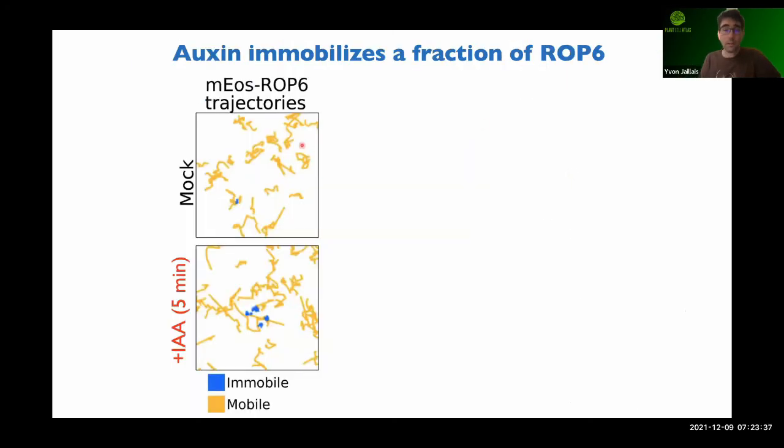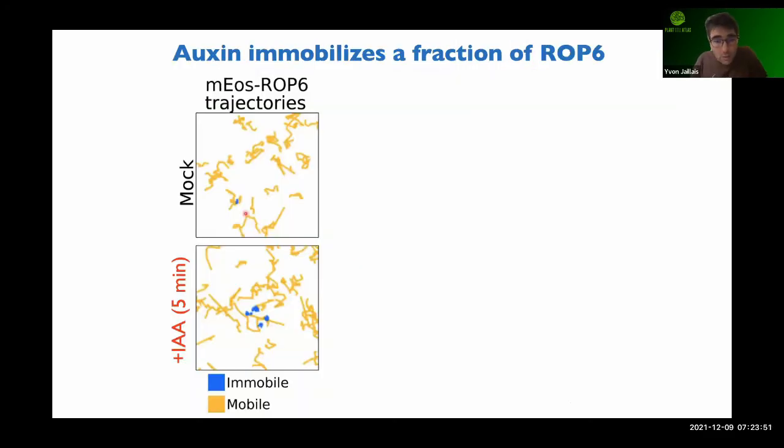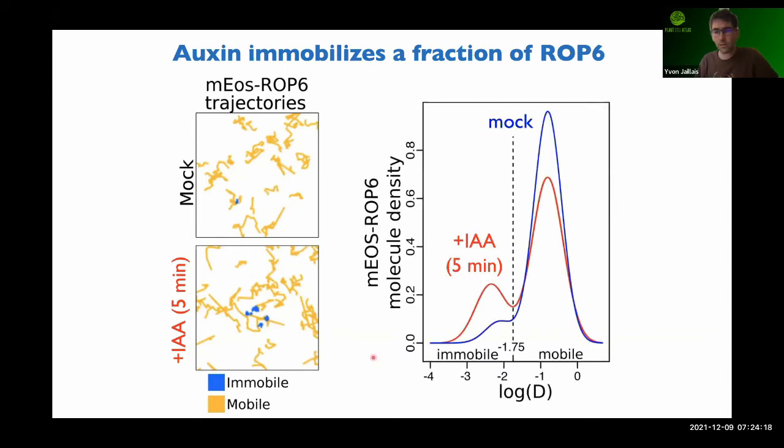One of the very first things we can do is retrace the trajectories of these single molecules. You can see they are very well dispersed, so the tracking is actually quite easy and we have very low error. Here in yellow, you have the trajectory of a single ROP6 molecule that we call mobile because it is moving through the plasma membrane. Then we notice a second population of molecules, here in blue, that we call immobile because they are not moving during the time of the experiment. We can quantify that across 10,000 molecules.